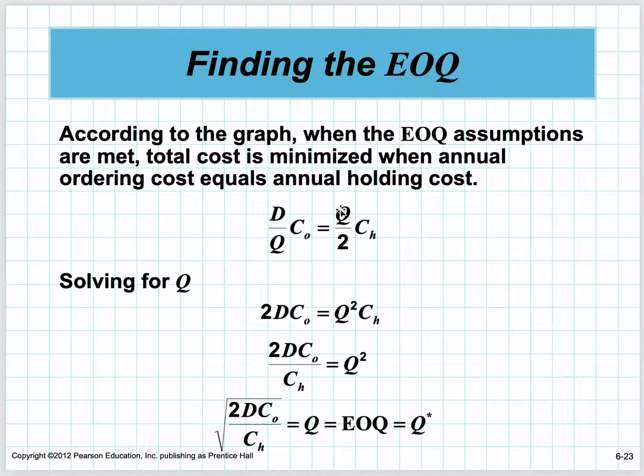Do the math. Multiply both sides by Q to get Q out of the denominator. Multiply both sides by 2, so you get rid of all denominators. So I have 2D times the ordering cost equals Q squared times the holding cost. Divide by the holding cost, and that equals 2D times the ordering cost divided by the holding cost equals the quantity squared. To get my EOQ, I take the square root of that. So I have the square root of 2 times the annual demand times the ordering cost divided by the holding cost equals my EOQ.